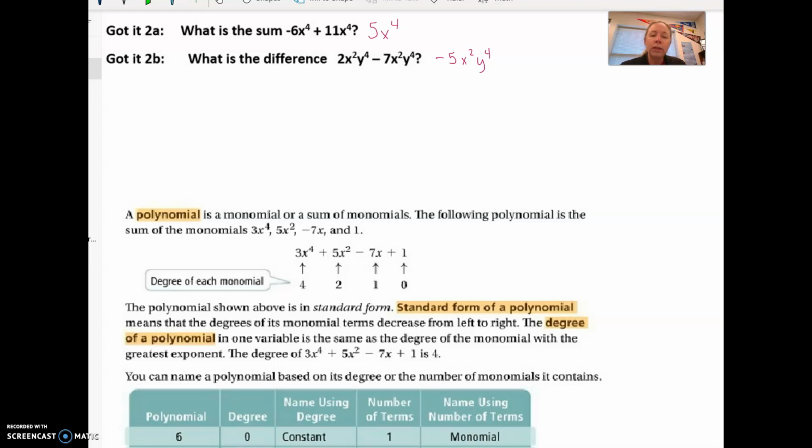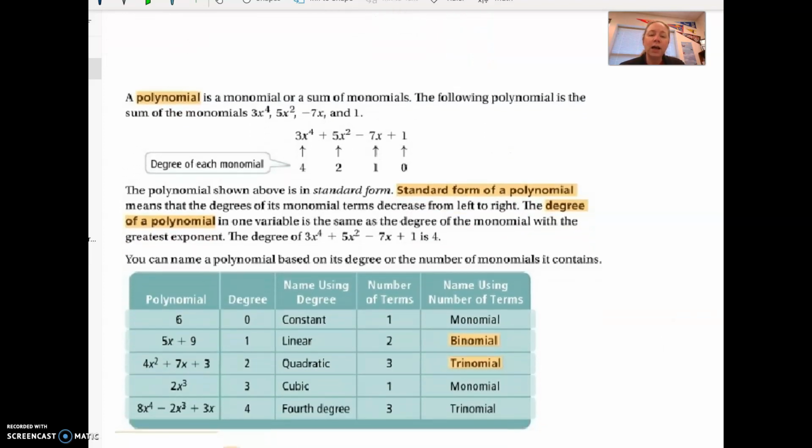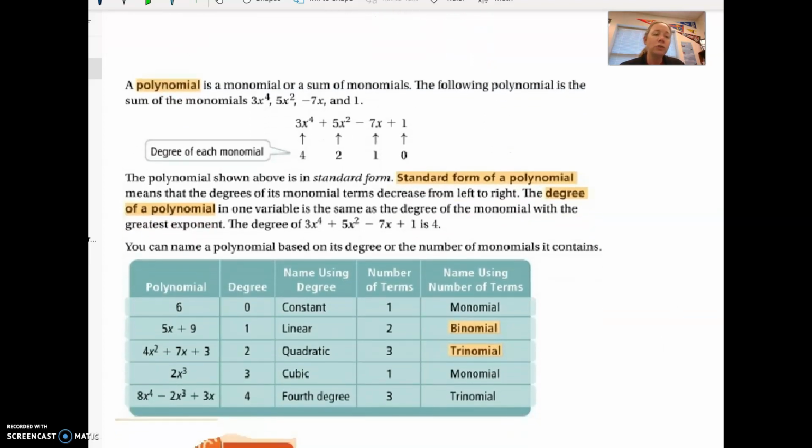Now, the next part here is going to be how to label or name a polynomial correctly. So a polynomial is a monomial or a sum of those monomials. The following polynomial is the sum of all of these put together. So when you apply the plus or the minus in between the monomials, it now becomes a polynomial.